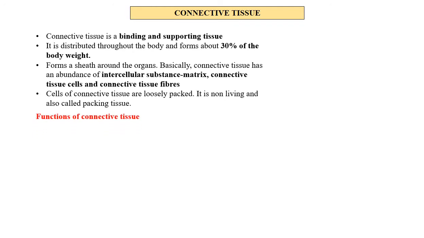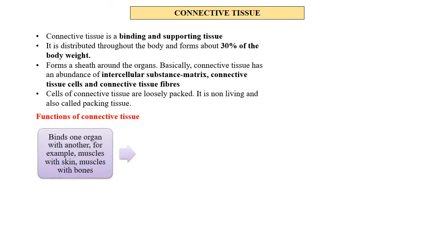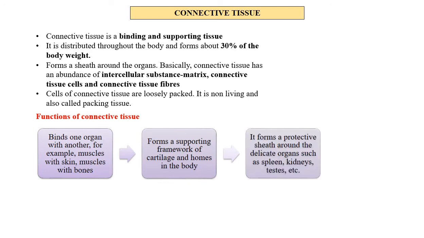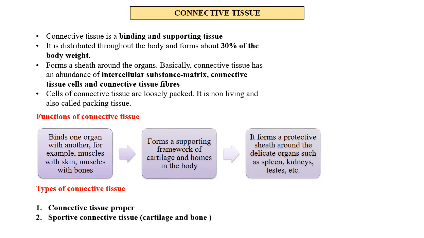Functions of connective tissue. It binds one organ with another, for example, muscles with skin, muscles with bones. It forms a supporting framework of cartilage and bones in the body. It forms a protective sheath around the delicate organs such as spleen, kidneys, and testes, etc. Types of connective tissue. The major connective tissues in the human body are connective tissue proper, supportive connective tissue, which is cartilage and bones, and fluid connective tissue, which is blood and lymph.